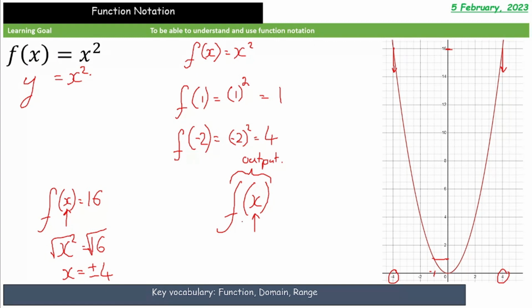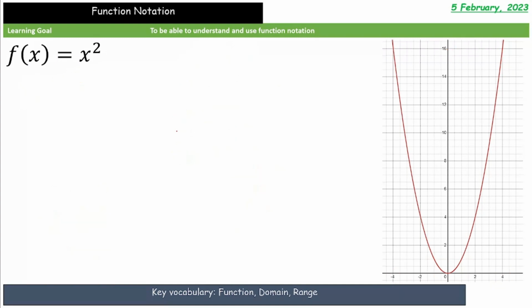Another way you might see this function is written slightly differently, just in case it comes up. F, the function with x as the input, is mapped using x squared. So this is just another way you could write it.